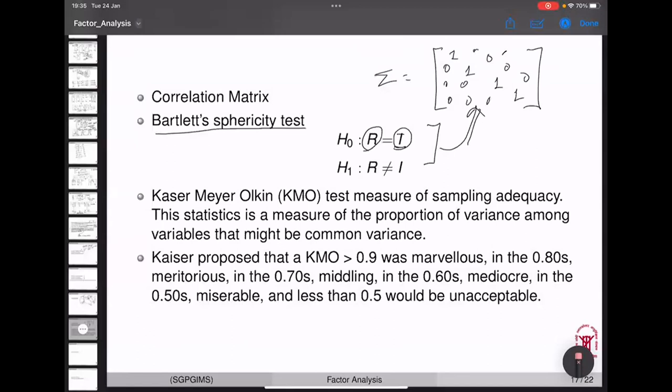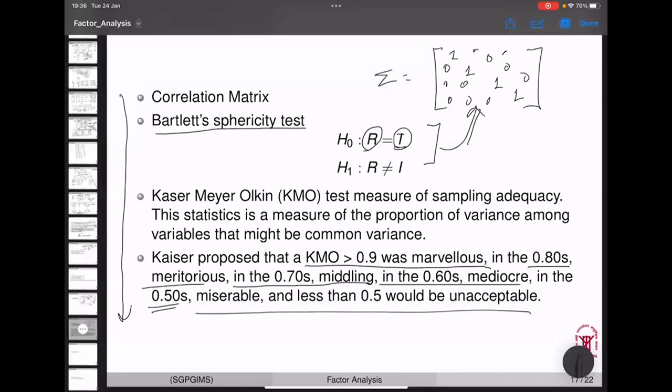Third one is this KMO test. This test actually also measures the sampling adequacy. And they propose that if this KMO value is more than 0.9, it is marvelous for doing factor analysis. If it is 0.80, it is meritorious. In the 0.70s, it is middling, and in the 0.60s, it is mediocre. And if it is 0.50 or less, then we should not go for doing the factor analysis. So before proceeding with factor analysis, we should observe all these quantities too.